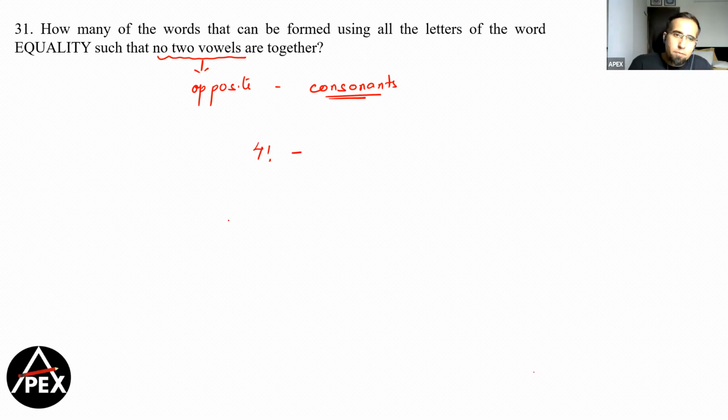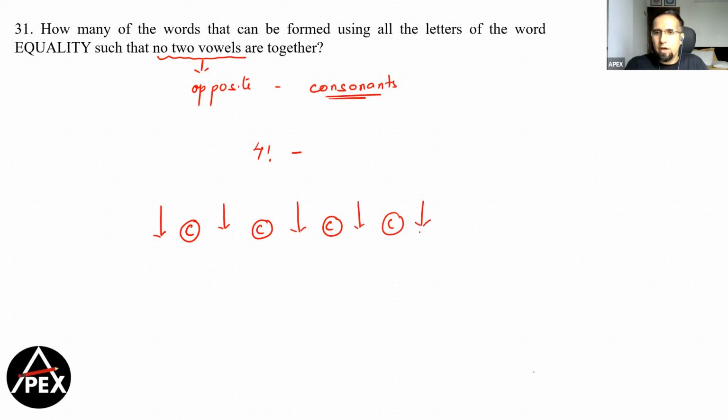Clear? Now remember, if I'm arranging my consonants, see here, C, 1, 2, 3, and 4. Please remember, a vowel can be arranged in any of these places. Are you getting the point, guys? Two vowels have to be separated by a minimum of 1 consonant. So how many places are these? These are 5 places. In these 5 places, I have to arrange 4 vowels. So this becomes your answer: 4 factorial into 5P4.